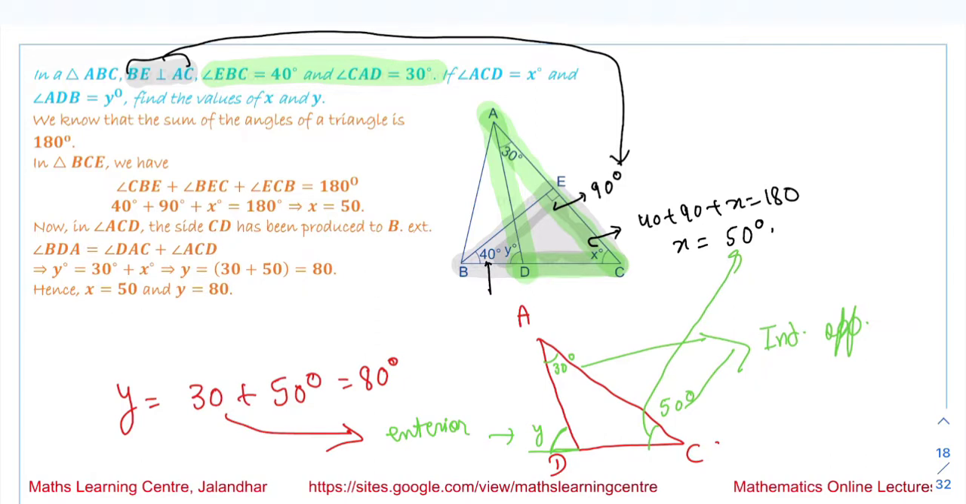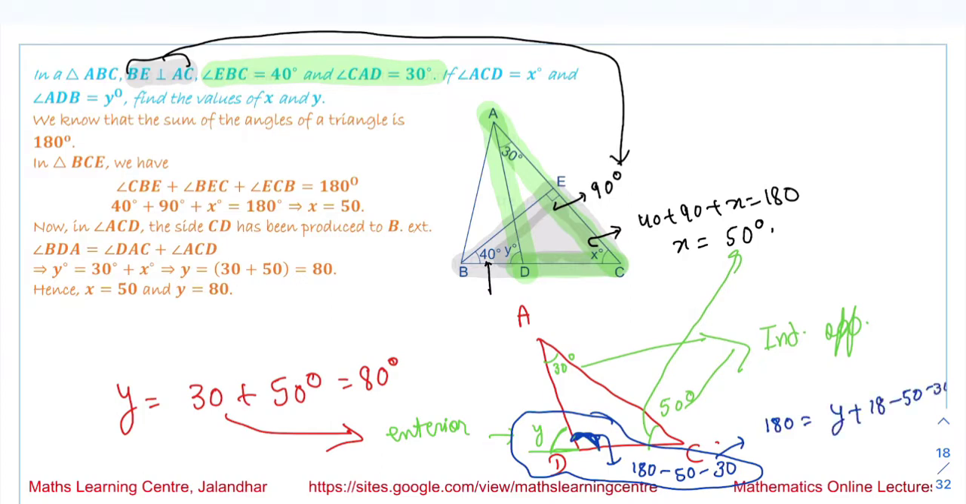Second thing you can do is find the value of this angle. The value of this angle will be 180 minus 50 minus 30. Then the sum of these two angles is 180, equal to y plus 180 minus 50 minus 30. So you can calculate the value of y, it will be again 80. So you can use any one of these two methods.